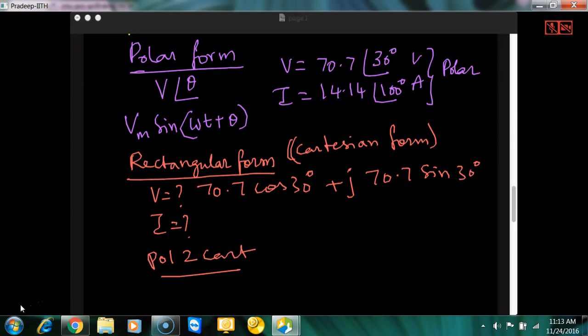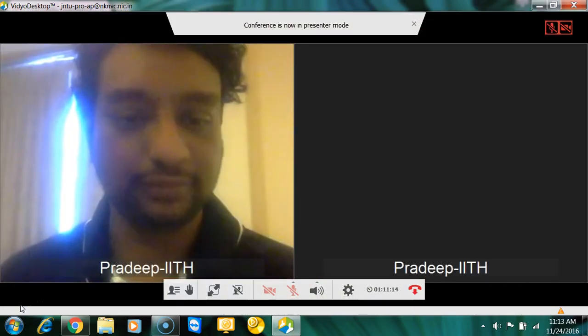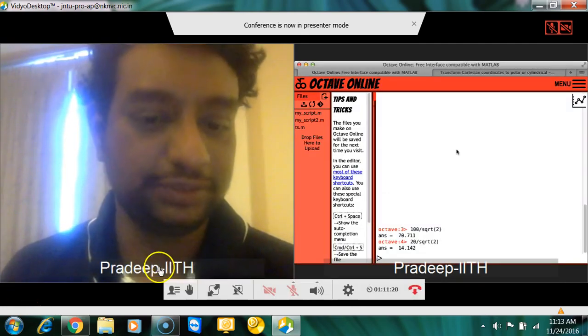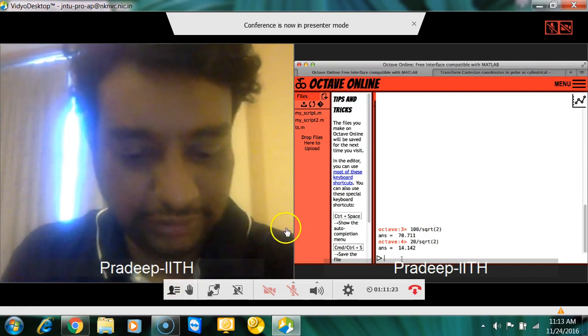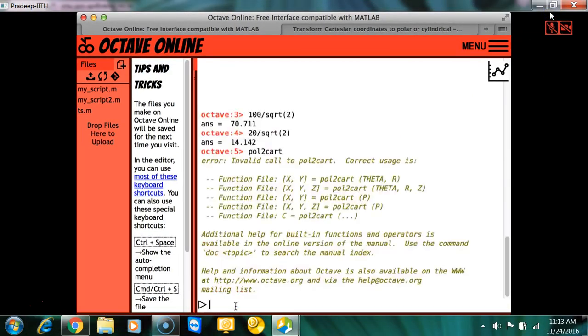So I'm going to the interface. Here we'll be using pol2cart. I'm just typing the function, so it will display the help document for that function. You look at the first one, x comma y equal to pol2cart theta and r. So first you have to mention the angle and then you have to mention the magnitude.